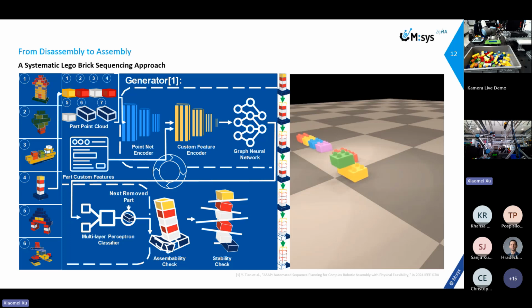When the generator decides the next disassembly part, the physical simulation tool will check the assembly. So the ASAP sequence planner is based on a disassembly and assembly principle. That means for a given assembly, you try, in the physics simulation, based on this iteration, to remove a part. That means you will disassemble the part first. If you can find the disassembly sequence, it will then reverse it to get the assembly and find the sequence.